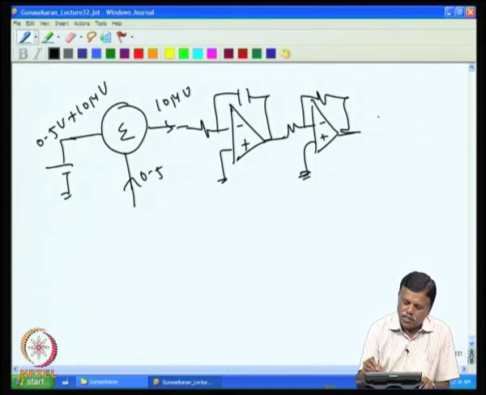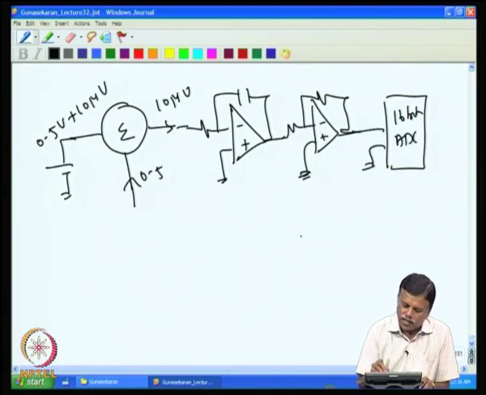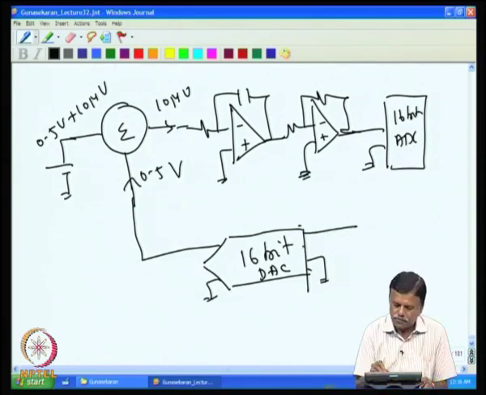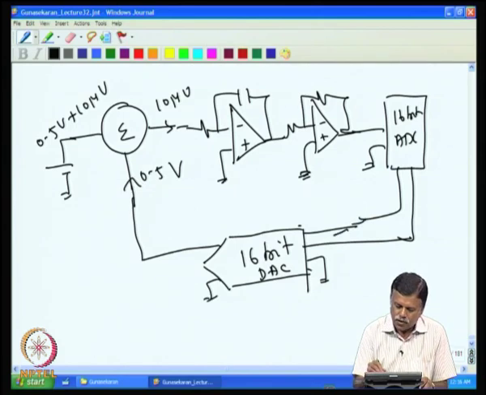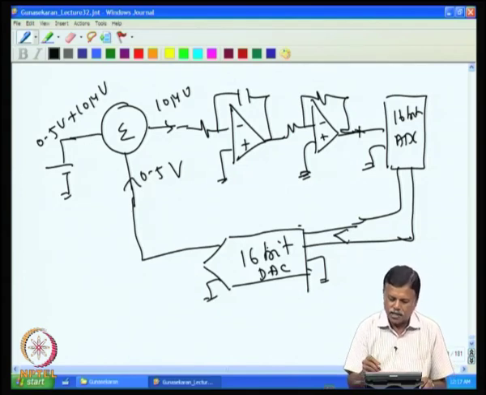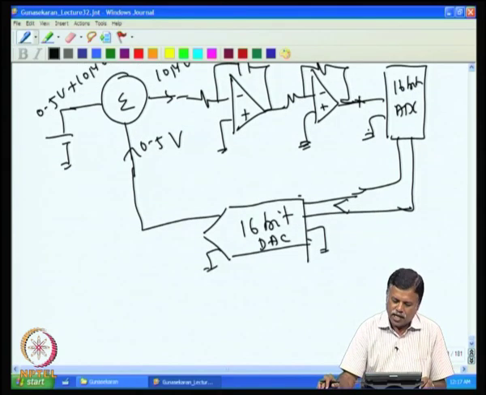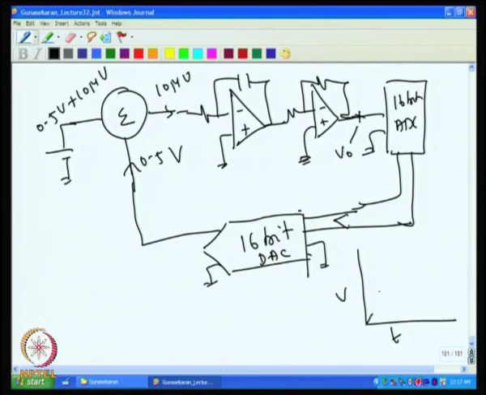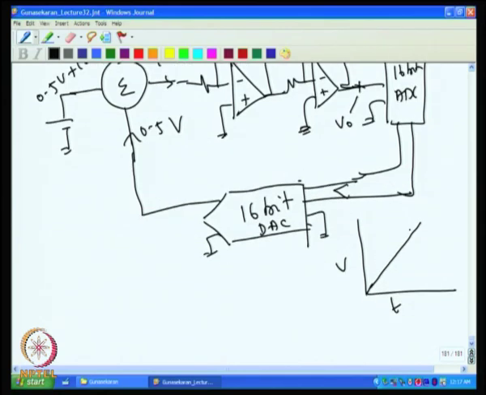Now, you got 10 microvolt, which was stopped earlier at 0.5. So, the 16-bit ADC is the input to this, and then the 16-bit DAC gives you the output of 0.5 volt. With the input voltage coming in, this output will start increasing with time, because you have here 0.5 volt and here 0.5 plus 10 microvolt, which makes the output increase with time. If you look at V0 versus time, it would start rising up.